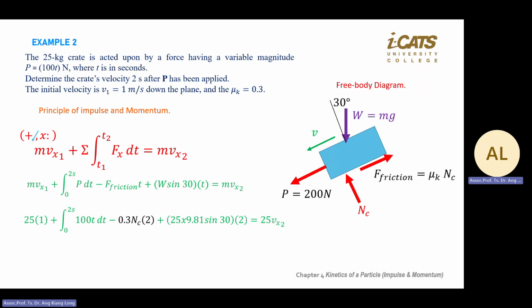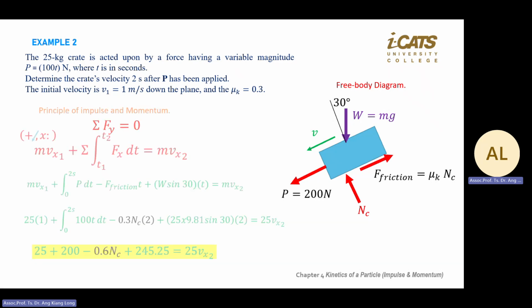Okay, the rest I think you are able to do already. Only integration, polish up your integration. If you're not sure, pull the 100 out, and then you integrate t. You get t squared divided by 2. And there's no constant value because you have the limits. You arrive at the first equation: 25 plus 200 minus 0.6 normal force plus 265.25 equals 25 Vx2.